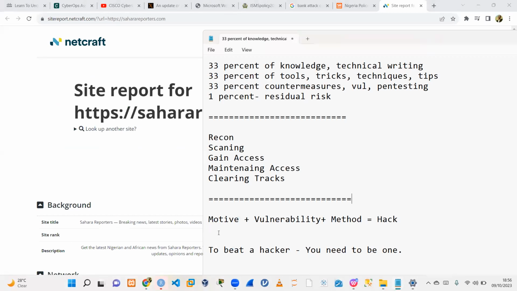Once the person has decided the motive, the person will start trying to get peripheral information. The person will start using scanning tools. The person will now start trying to gain access, then try to maintain access, and then try to clear tracks.